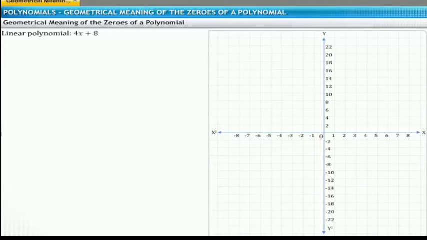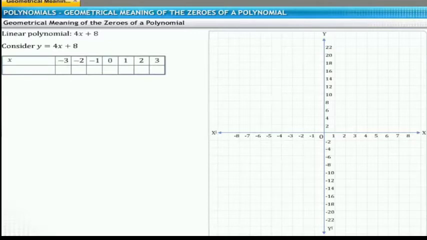Suppose a linear polynomial is given to you, that is 4x plus 8. So we will let y equal 4x plus 8, and draw the graph with x axis, x dash axis, y axis and y dash axis. Here are the 4 quadrants: first, second, third and fourth. We will find the values by substituting integers for x.